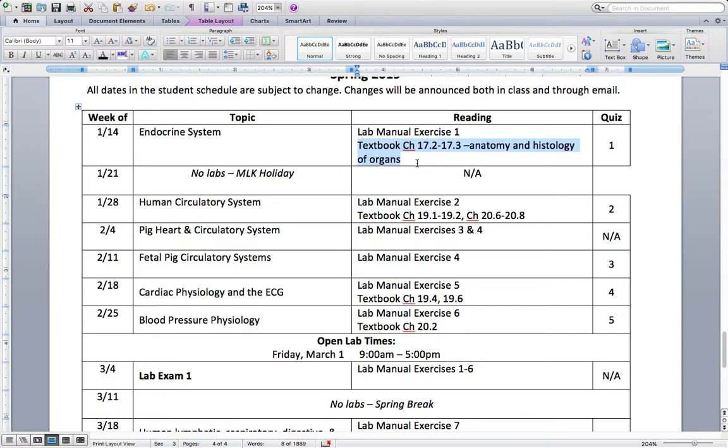When you're reviewing the textbook, you don't necessarily need to read the entire chapter. What will be most helpful for lab is if you look at the pictures and the figures and familiarize yourself with terms. The lab is much more heavy on being able to identify different structures. And you can also see on the schedule which quiz number we are on each week.